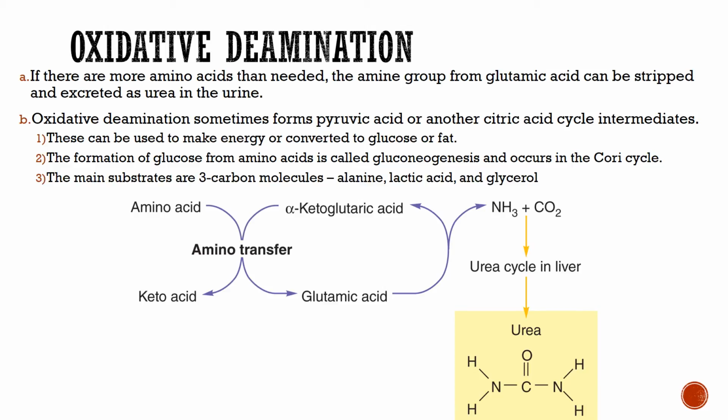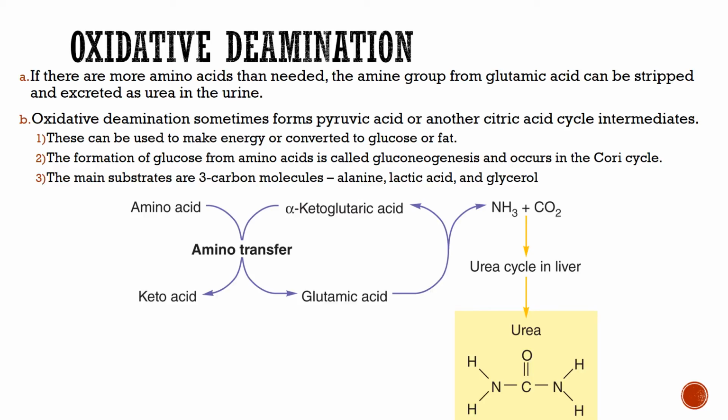The reaction for using energy from proteins is termed oxidative deamination. When we have more amino acids than are needed for the body, the amino group from glutamic acid is stripped into an intermediate and then excreted as urea in the urine, which is a waste product. Oxidative deamination forms pyruvic acid or other citric acid cycle intermediates, which later will be converted either to energy or to glucose or fat.